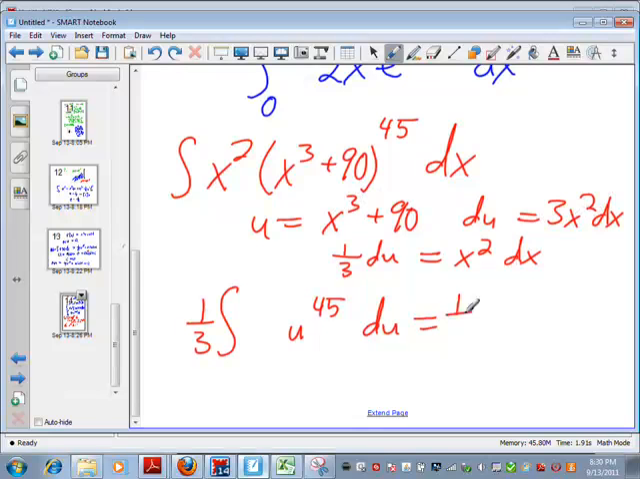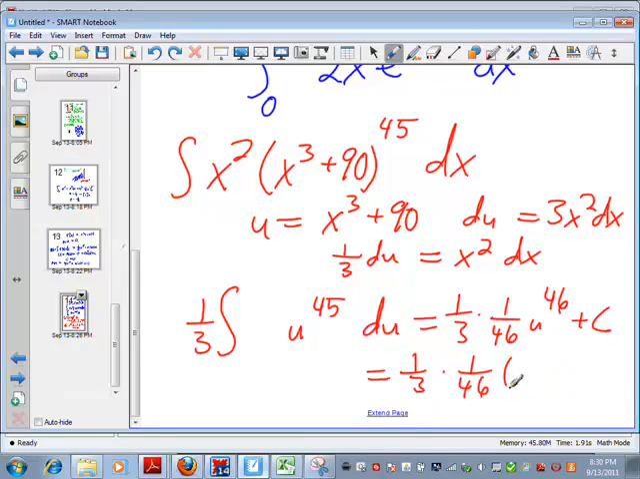So this is 1/3 times 1/46 u to the 46 plus a constant. Leave it like this? 1/3 times 1/46. What's u? x to the 3rd plus 9b to the 46 plus a constant. You can leave it like this.